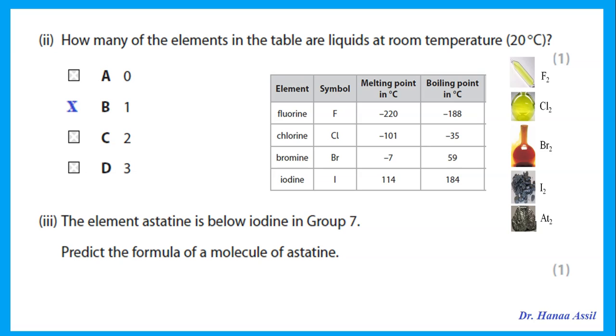The element astatine is below iodine in group 7. Predict the formula of a molecule of astatine. You should remember that all group 7 elements, all halogens, are diatomic. Diatomic means the molecule is made up of two atoms. So we have F2, Cl2, Br2, I2, and At2.